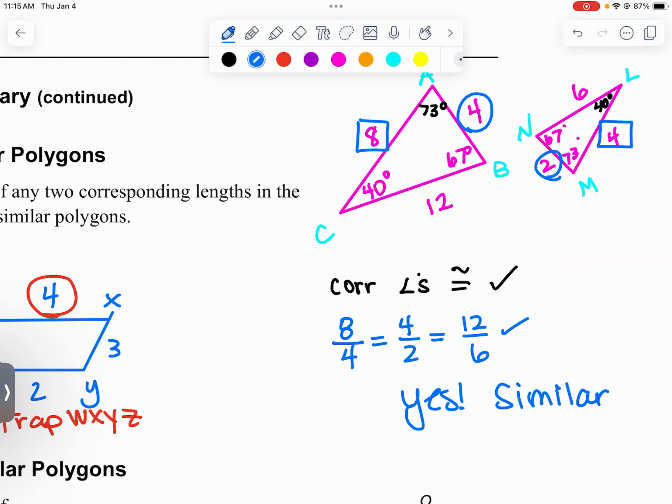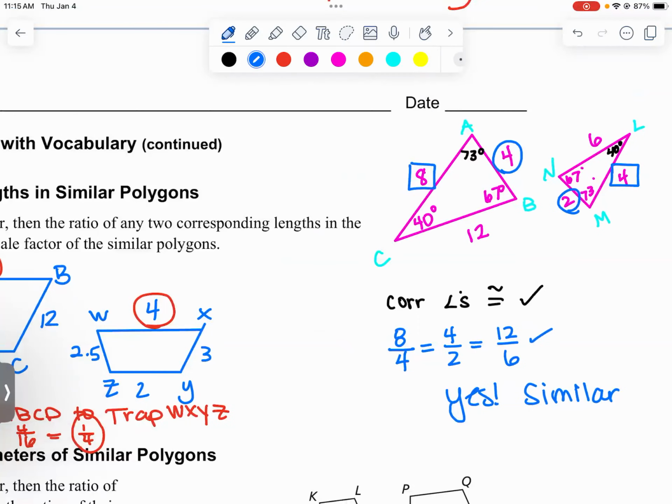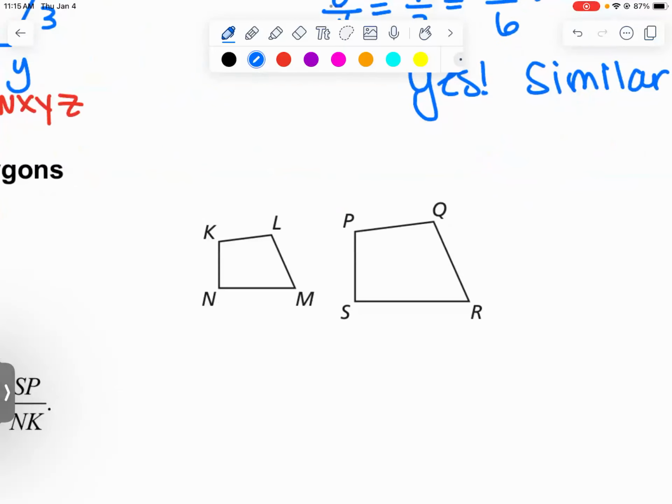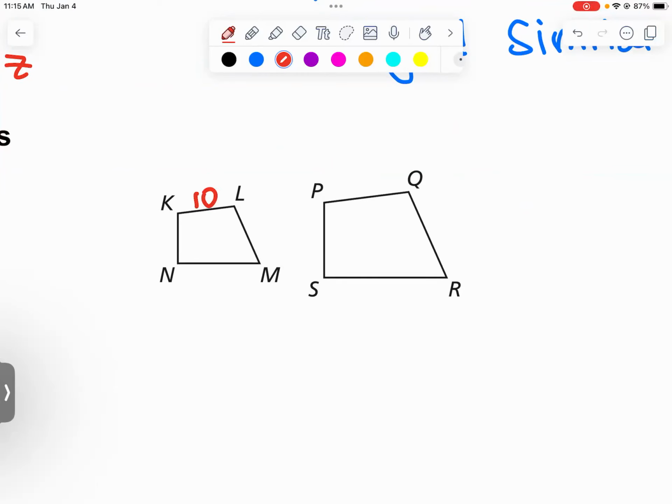Okay. Now what's really cool about similar polygons is that whatever the ratio of the sides is, that will also be the ratio of their perimeter. Okay, so I don't have to know an entire perimeter to know the other one. So like, let's say in this picture, I want you to label KL as 10 and PQ as 15.